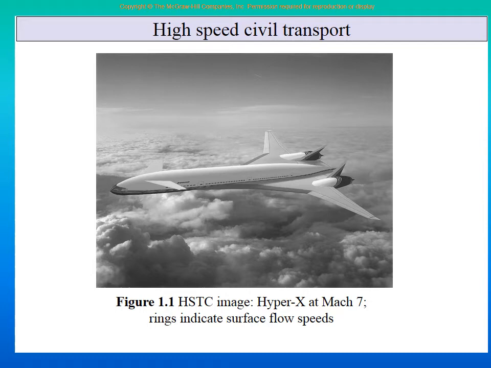Now you can go back to the previous slide and say, what is HSTC? This is civil transport. But this is HyperX at Mach 7. What is Mach 7? Anybody? All of you know it actually. What is Mach 1? Anybody? The speed of sound is called Mach 1.